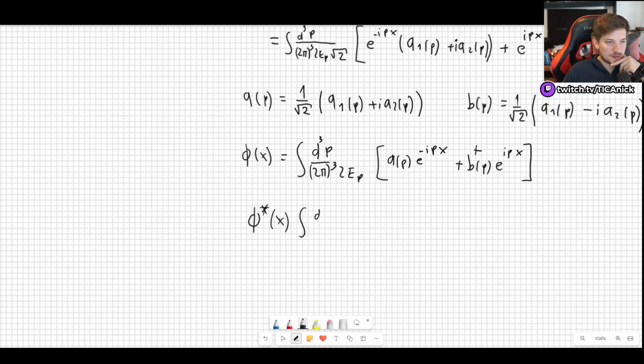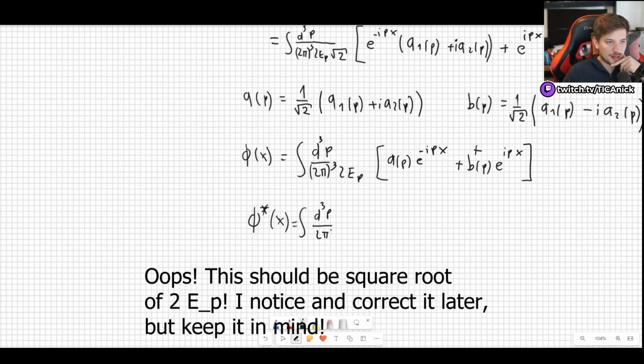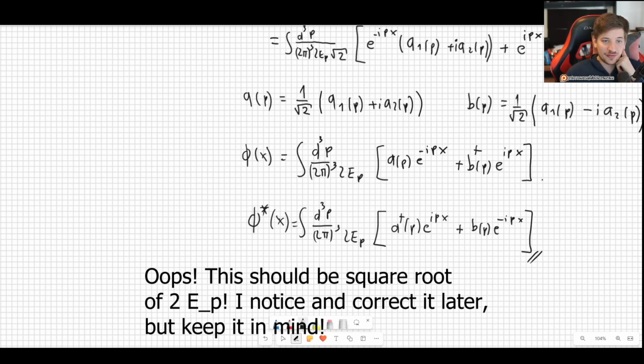So this would be d3p over 2 pi cubed, 2ep, and now we've got this. So this is going to be a dagger e to the plus ipx, so a dagger e to the ipx, and then we've got plus b e to the minus ipx. So that is what that looks like. These are very important results that we're going to be using.